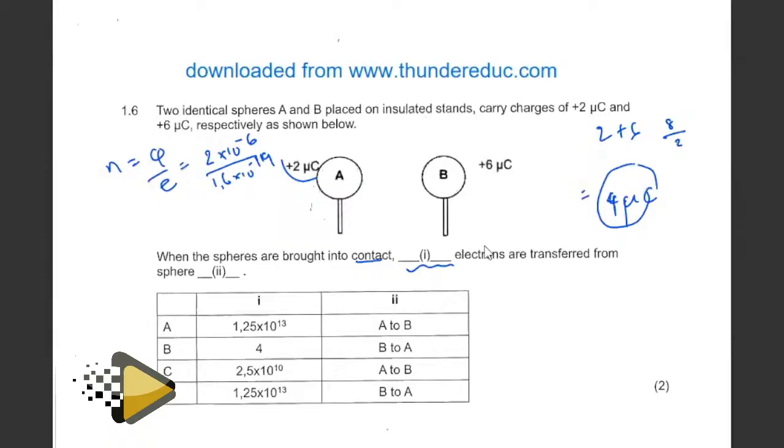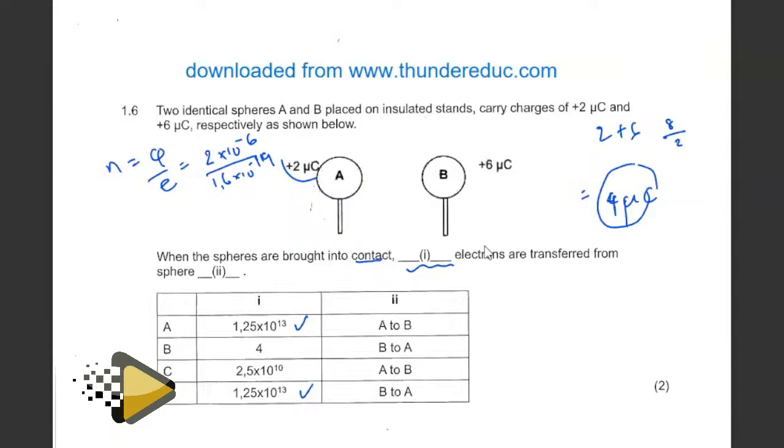So when I divide that, 2 times 10 to the negative 6 over 1,6 times 10 to the negative 19, that's giving me 1,25 and a whole lot of zeros. So I only have 1,25, this and that. I have option A and option D. Then I need to know, where will the electrons be moving from? Is it A to B or B to A?